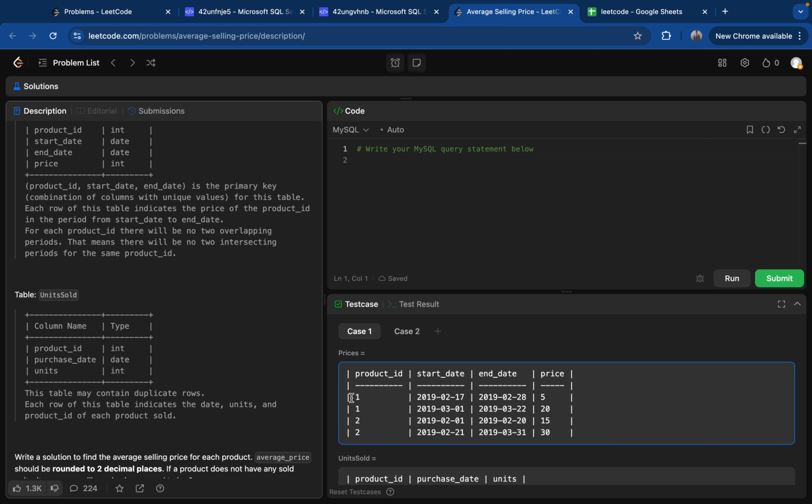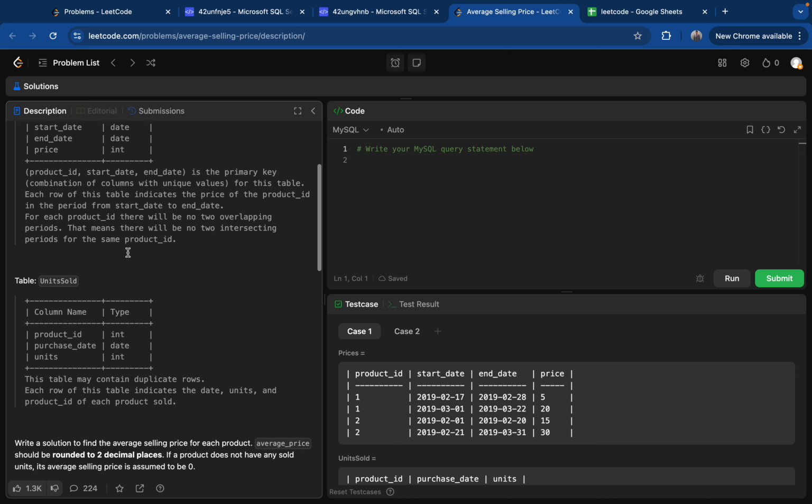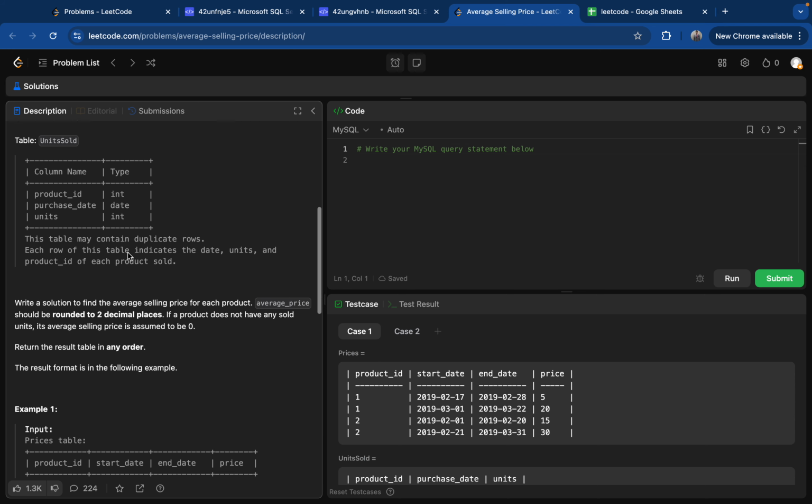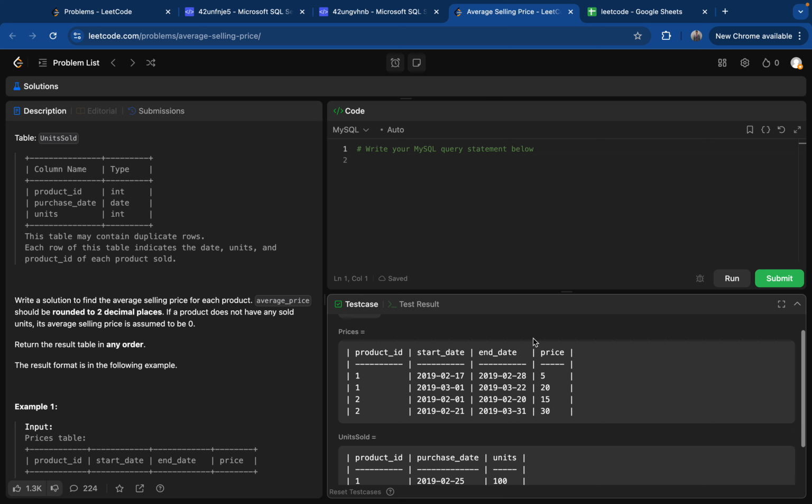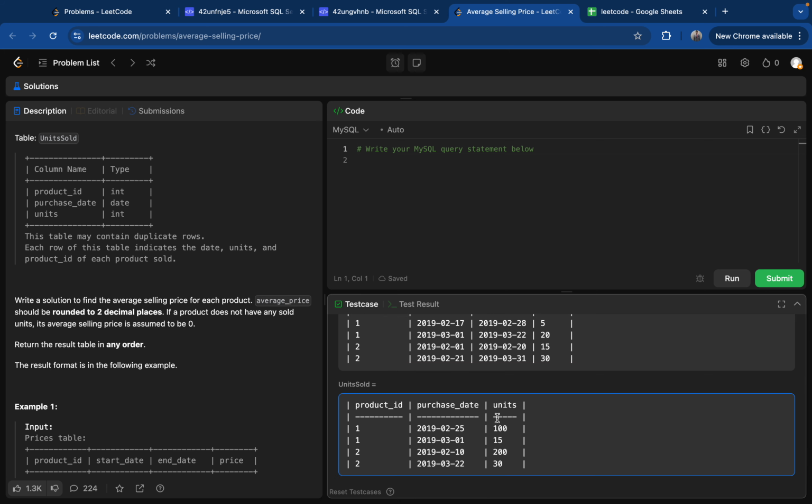For this line, it means that for product ID 1, there will not be any cases where, between the start date and end date, there are two prices. That means there will be no intersecting periods for the same product ID. We have also been given one more table, units sold. It has 3 columns: product ID, purchase date and units. This table may contain duplicate rows.